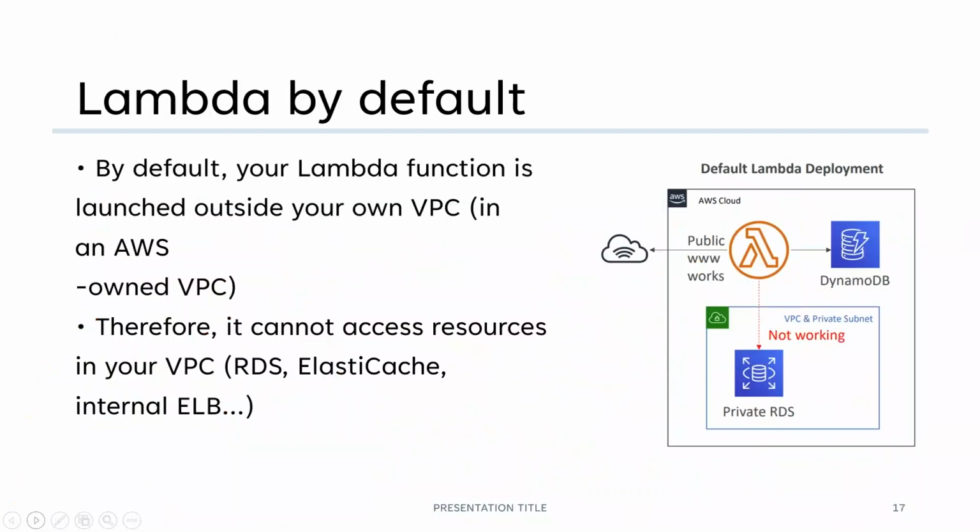Now, Lambda by default. What does this mean? By default, your Lambda function is launched outside your own VPC. Don't worry about VPC, we are going to cover VPC in depth in a separate video. VPC stands for Virtual Private Cloud, which is basically your own network on AWS or on the cloud. Whatever cloud service provider you are using, you can create a VPC in any of them. So your Lambda function is launched outside your own VPC. That is why your Lambda is able to access all other services, and also it can access the public internet.